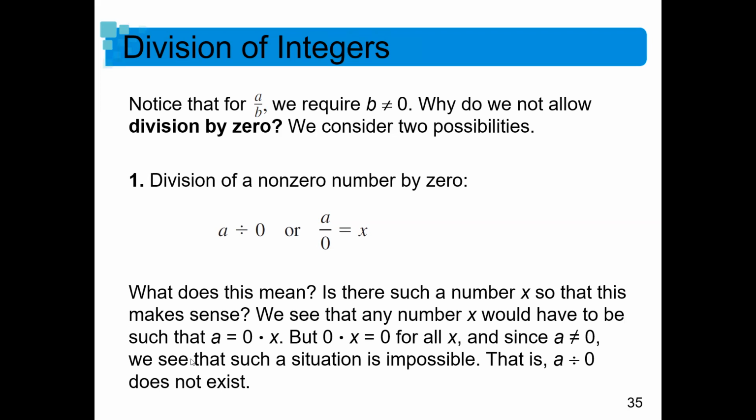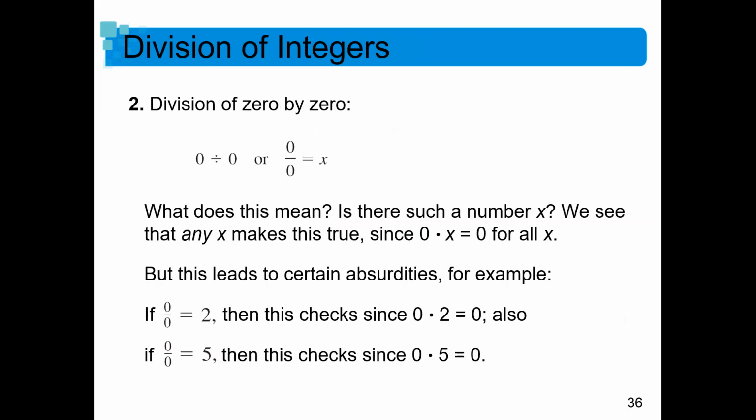So this doesn't make sense because A should be non-zero, and yet X times 0 requires A to be 0. So A cannot be 0 and not 0 at the same time. That just doesn't make sense.